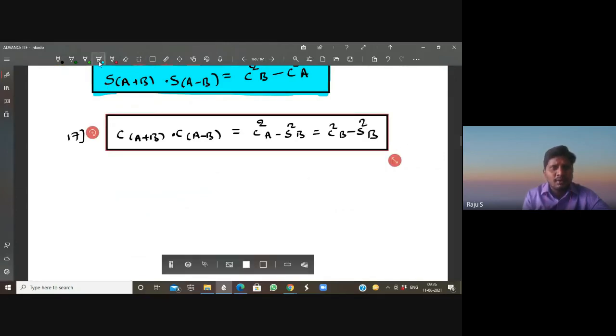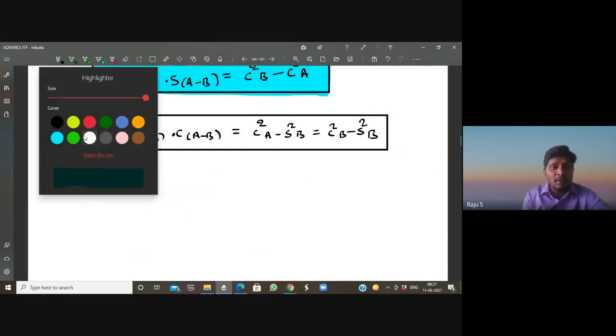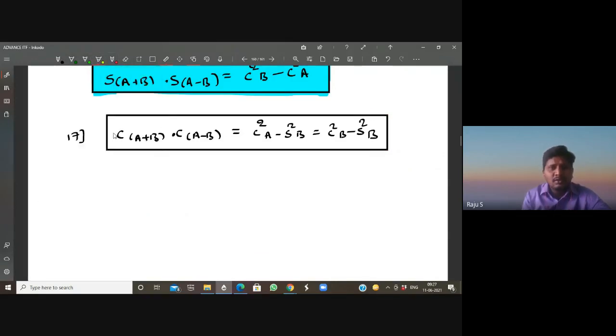This is the formula. Once you can derive it, my suggestion is simply don't write it yourself. You must derive it. As a mathematics student, you should derive each and every formula. Then only can we easily remember. We cannot memorize any formula directly.